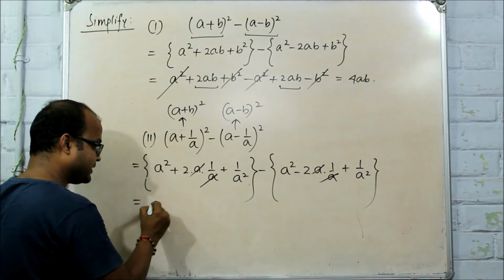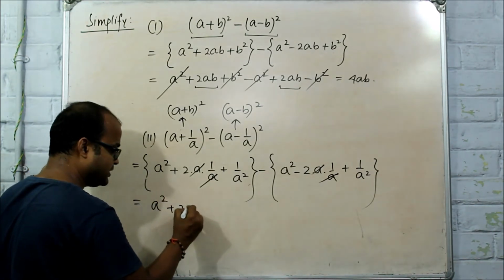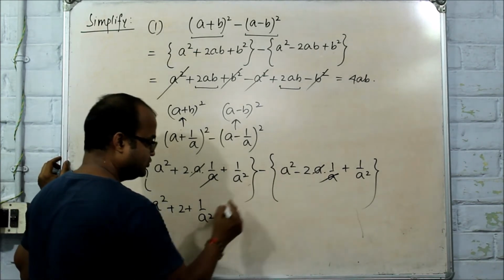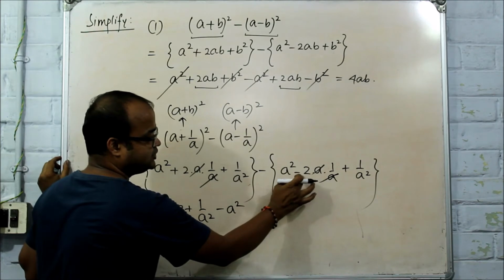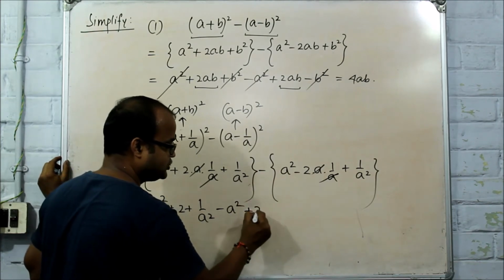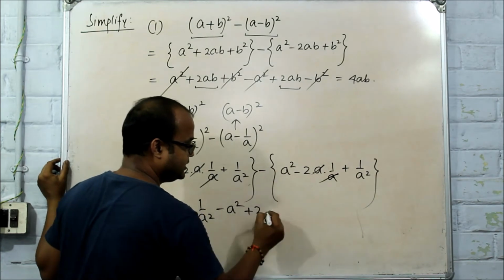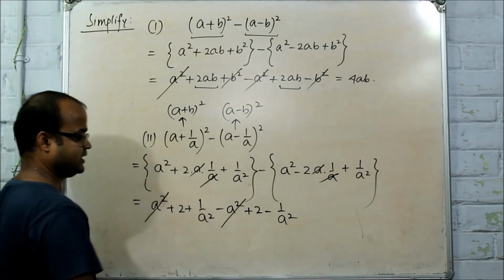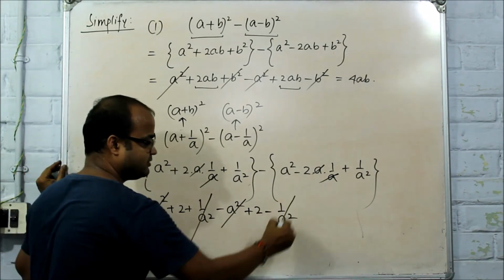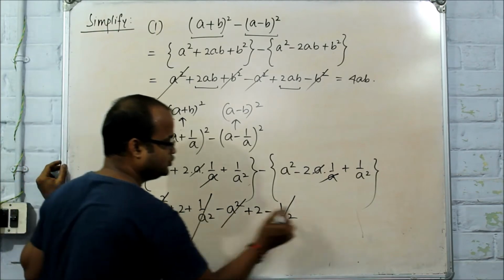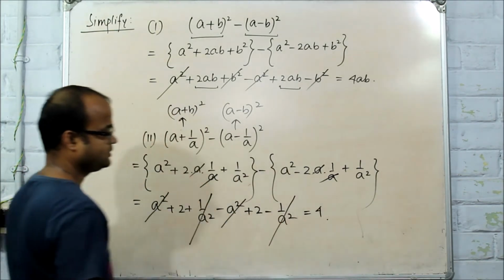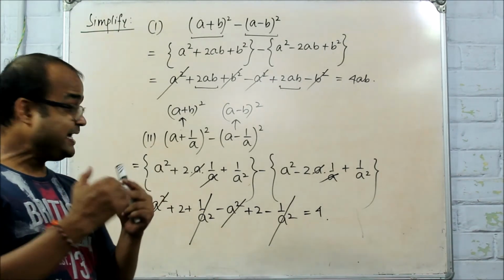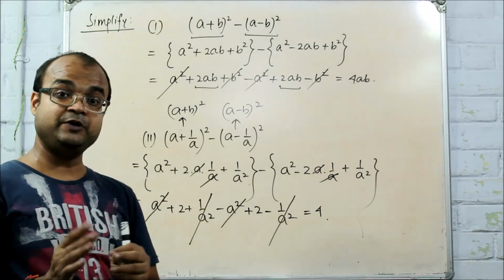Now, we open the bracket. So a square plus 2 plus 1 by a square. Minus sign is there outside the bracket, so it will become minus a square minus 2, and this minus, so it will become plus 2, and plus minus minus 1 by a square. Plus a square minus a square cancel. Plus 1 by a square minus 1 by a square cancel. 2 plus 2 is equal to 4. Clear? So you can apply the formula and simplify.